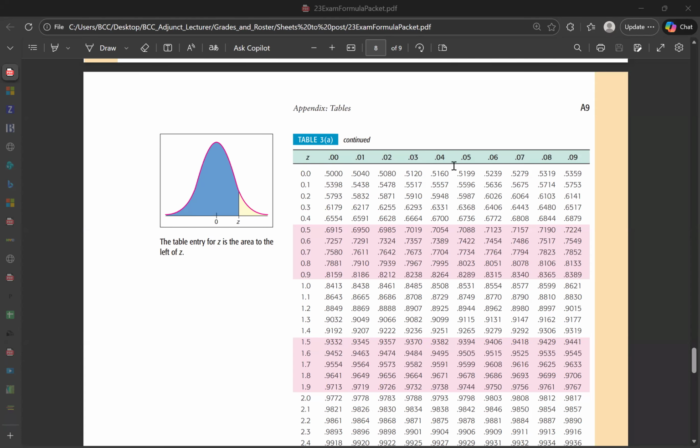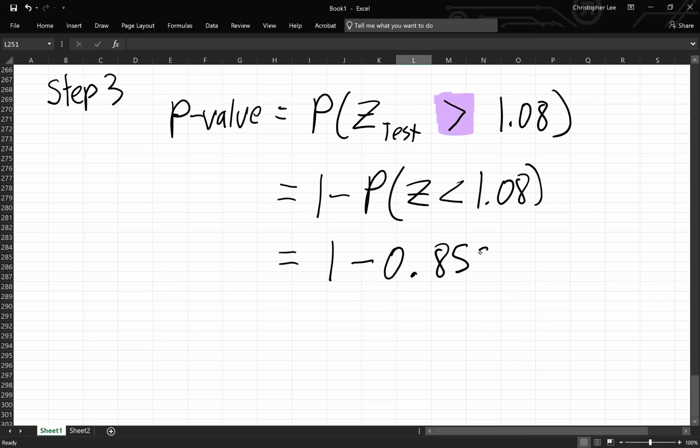Go down and over. So you said 0.8599, right? And then what's 1 minus 0.8599?